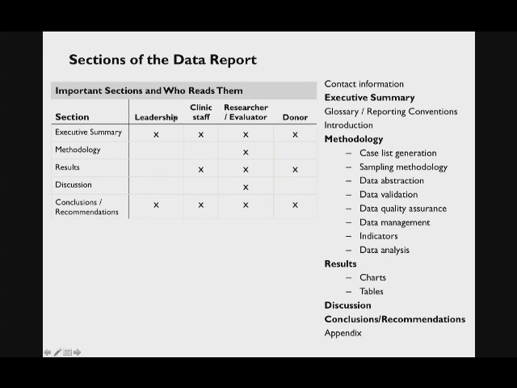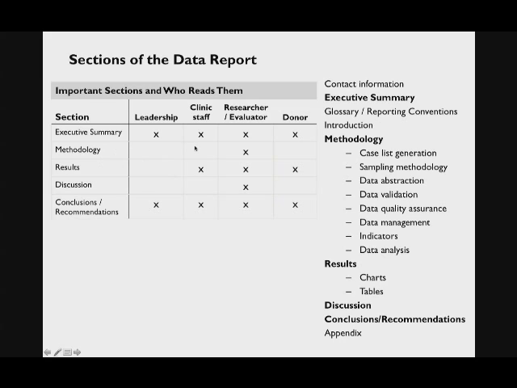Those in very high leadership positions may not have time to go through the whole report, so it's important to have a clear and concise summary of that report in this section called the executive summary, as well as having very good conclusions and recommendations, because they may only read those two sections.